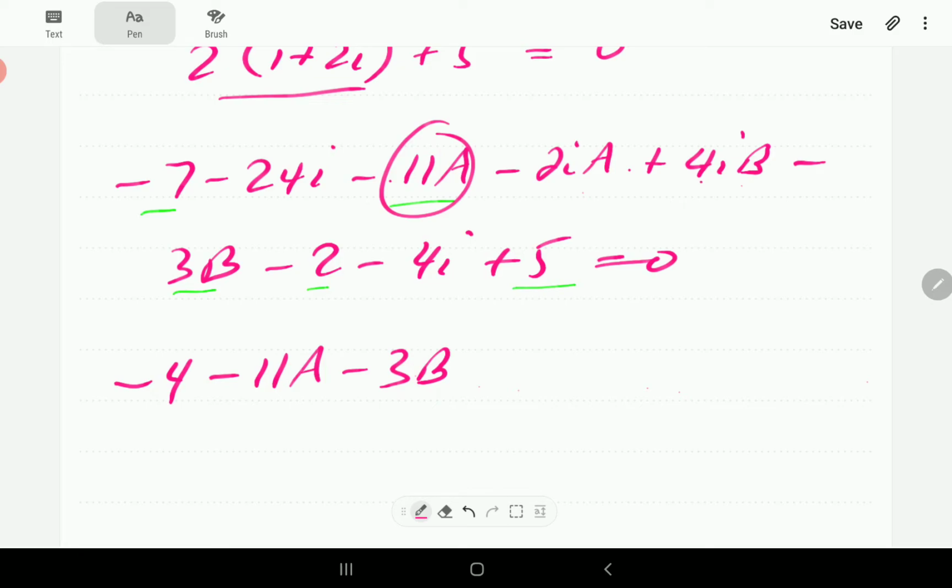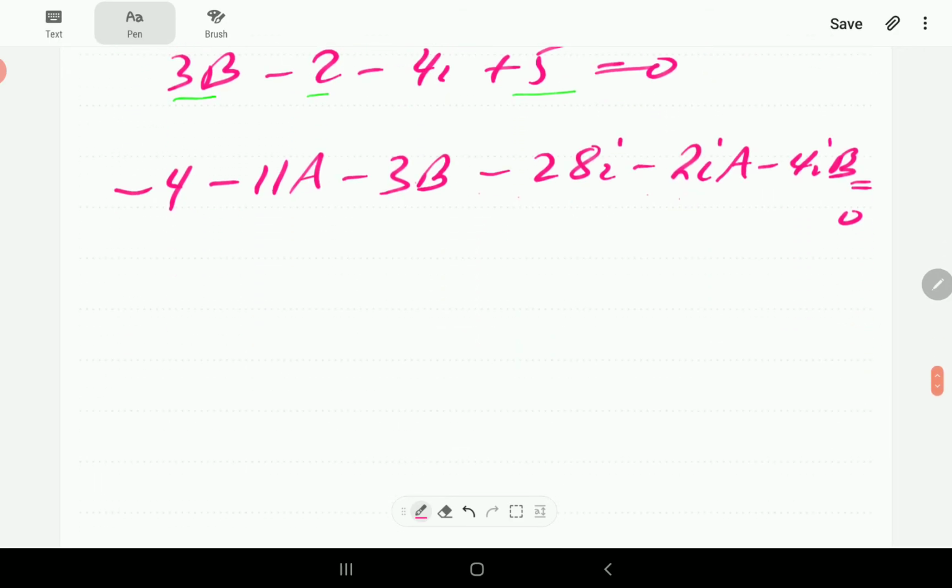And then for the terms that involve the number i, the ones that do not involve the unknowns, we've got minus 24 minus 4. So that's going to give us minus 28i. And then we have minus 2ia minus 4ib. And this is equal to 0. Just going to tidy this up a bit. So we can write this as a negative 4 plus 11a plus 3b.